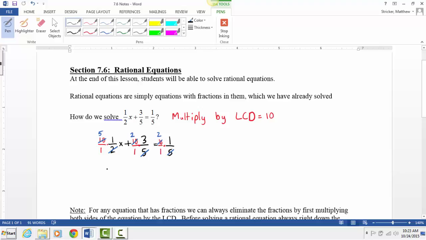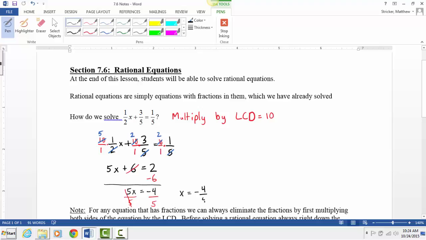And so what we're left with in the first term is 5 times 1 times x. That's equivalent to 5x. That term's nice. The next term is plus 2 times 3, which is 6. And then that equals 2 times 1, which is 2. And we get an equation that is much, much nicer to work with. We would then subtract the 6 to the other side, and that would give us 5x on the left equals -4. And then we divide by 5 both sides, and we get x is equal to -4/5.